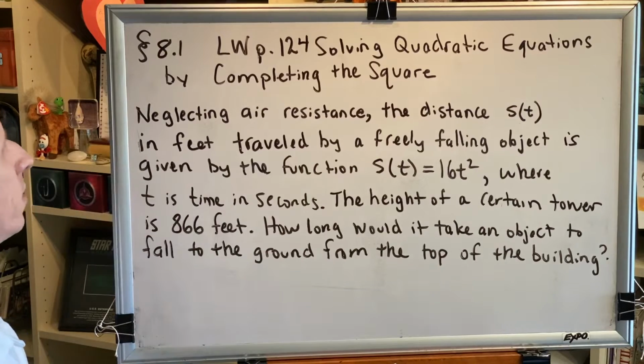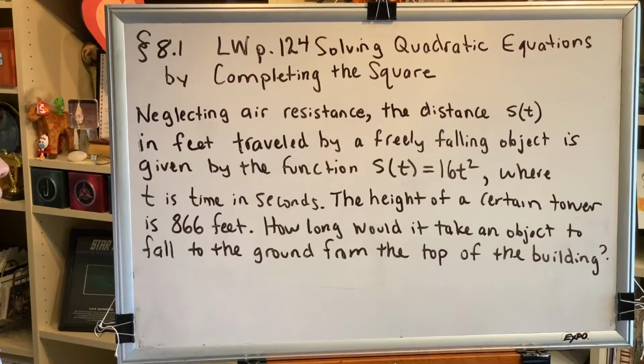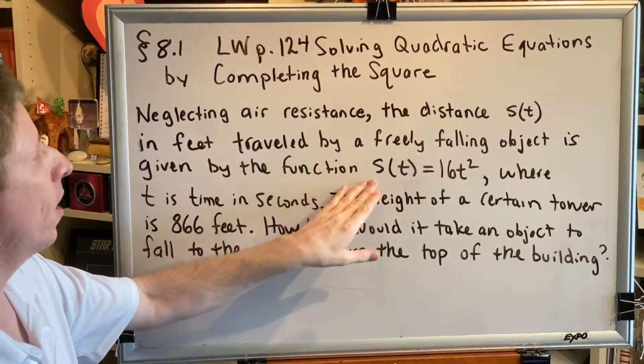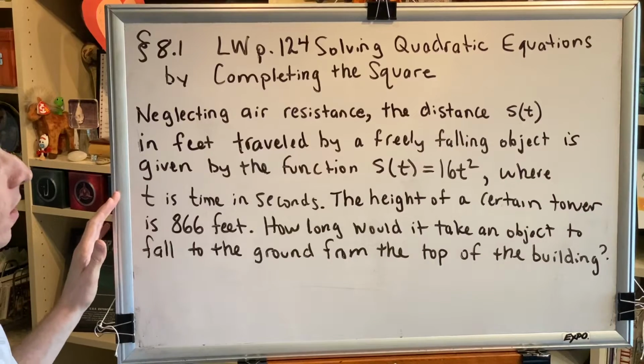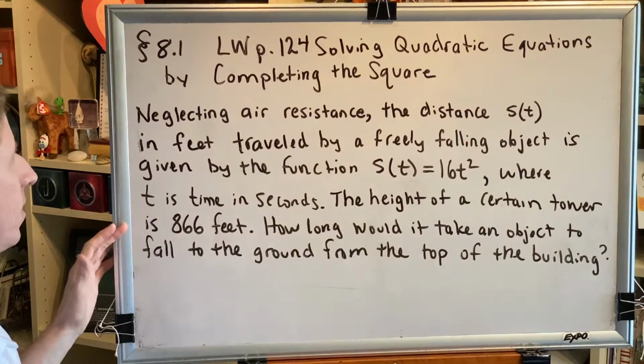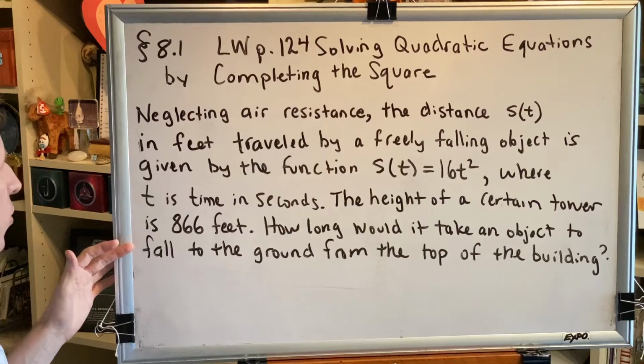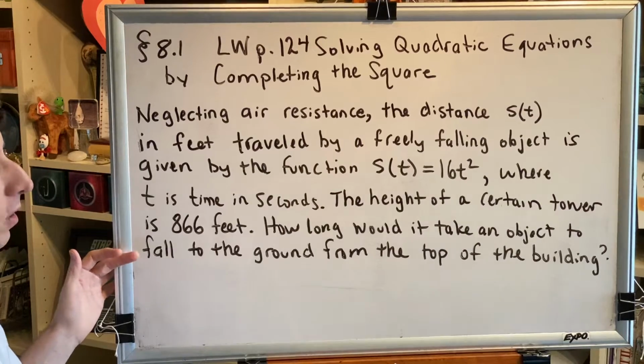Neglecting air resistance, the distance s of t in feet traveled by a freely falling object is given by the function s of t equals 16t squared, where t is time in seconds. The height of a certain tower is 866 feet. How long would it take an object to fall to the ground from the top of the building?